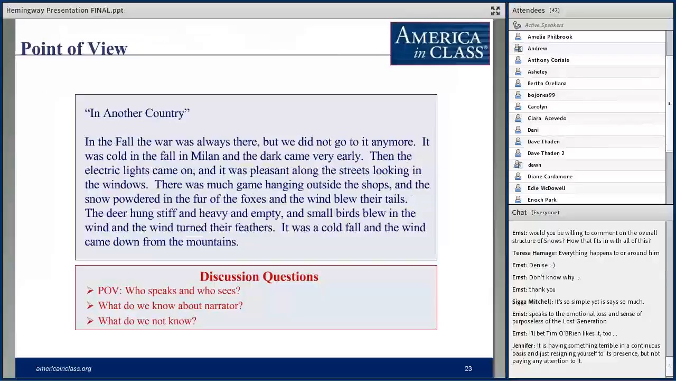First, let's talk about the thing that people have cared about so much, point of view. Who's speaking here? Who sees? What do we know about the narrator? And what don't we know?